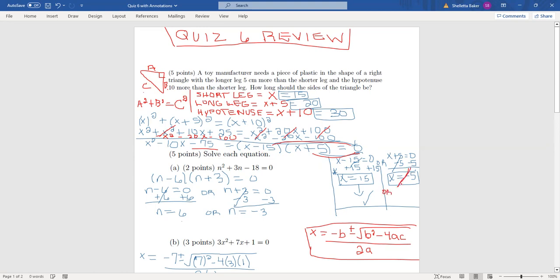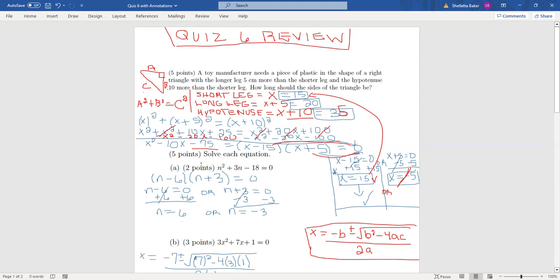However, we can omit that solution of negative 5 because we know the length has to be a positive number. It can't be a negative value. So our value for that short leg, remember x represents the short leg, is 15. So we write that here. The long leg is 5 centimeters longer, so we add 5 to get 20, and then the hypotenuse is 10 centimeters longer, so we add 10 to get 35 is what this should be. So 15 plus 10, that should be 35.